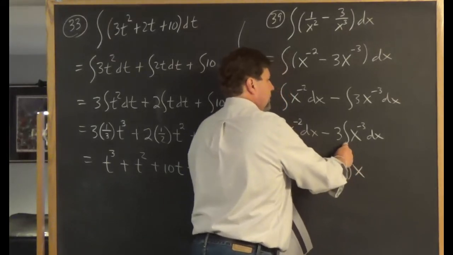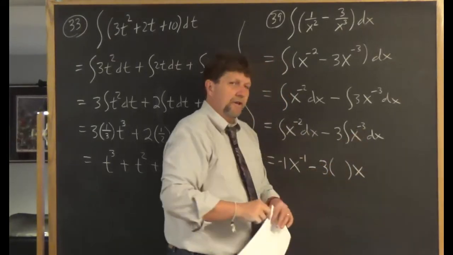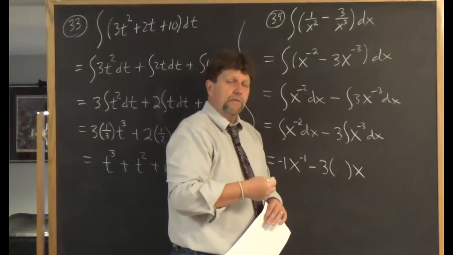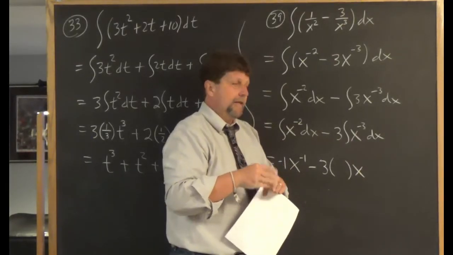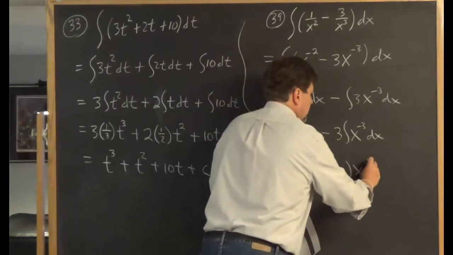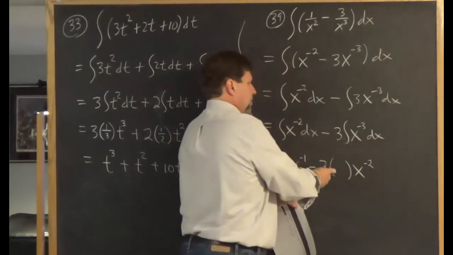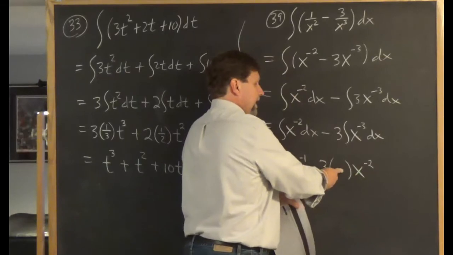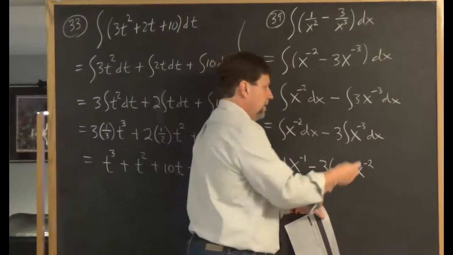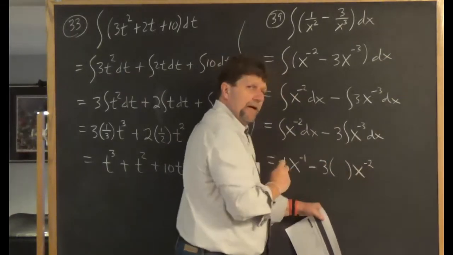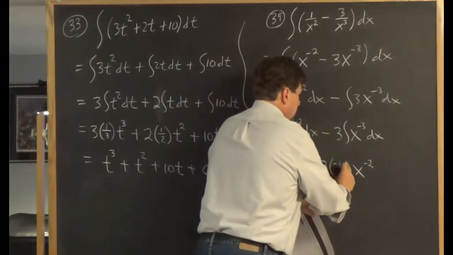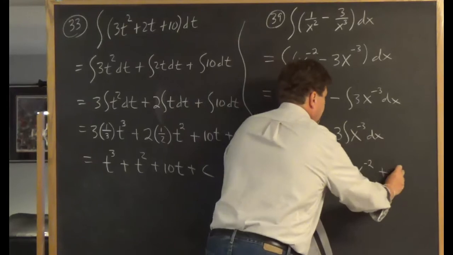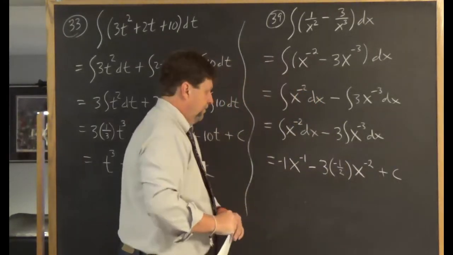So power rule on integrating x to the -3rd. So I add 1 to the exponent. So -3 plus 1, -2. And the little multiplier I put in here as a result of the power rule is the reciprocal of the new exponent. Well, the reciprocal of -2, it's -1/2. Tack on the plus c.